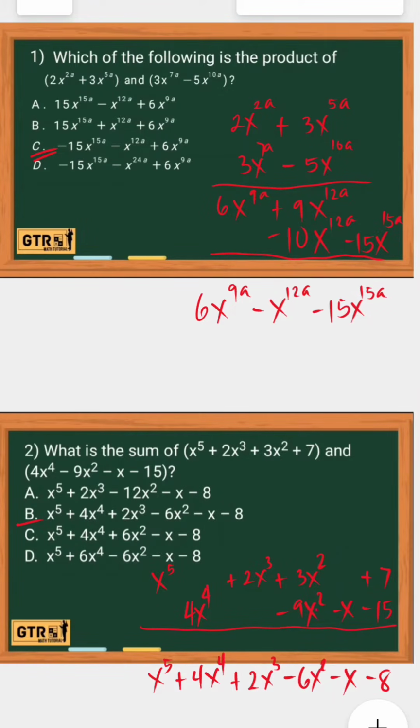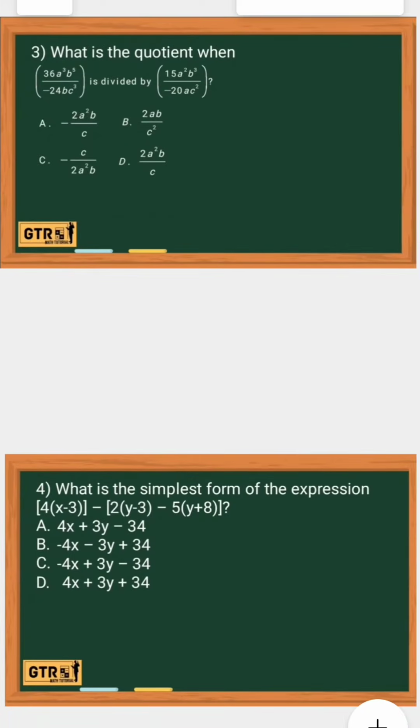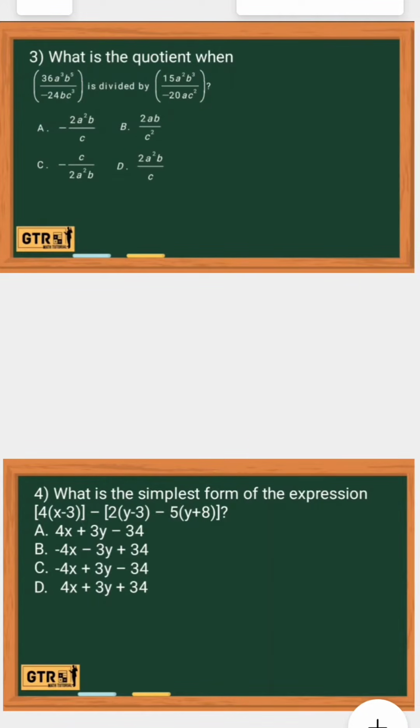Okay, so next, number 3. Bibilisan lang natin dahil 20 items ito. So what is the quotient when 36a cubed b to the 5th over negative 24bc cubed is divided by 15a squared b cubed over negative 20ac squared?